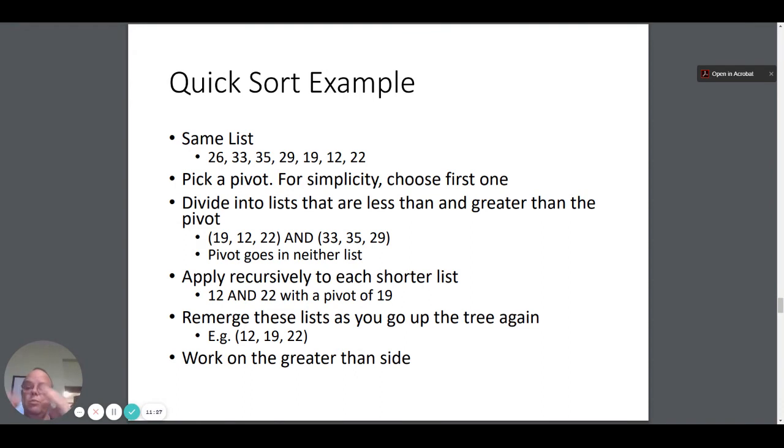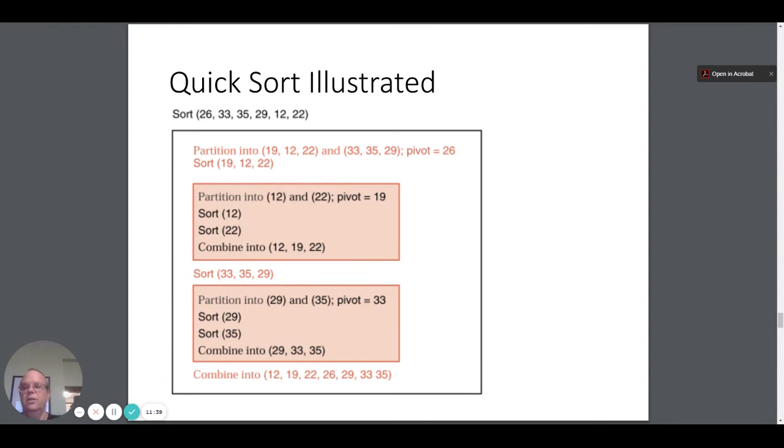And then we would merge these lists as we go up the tree again. And then we would work on the greater than side and continue to break down and then merge the lists as we go back up the tree. So here's what it would look like. We partition the list into 19, 12, and 22, and 33, 35, and 29 with a pivot of 26. Again, we picked the first one as the pivot here.